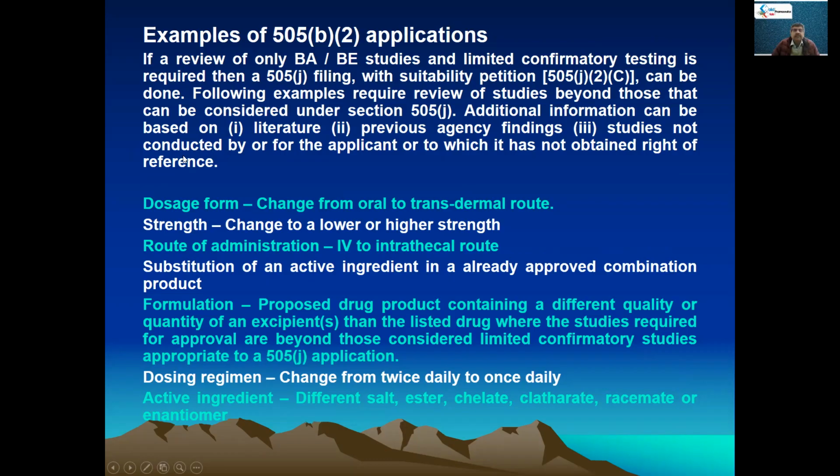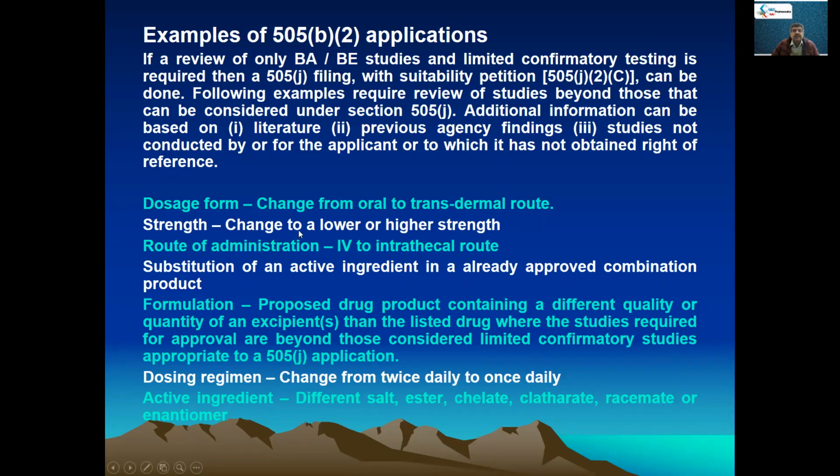Coming to the examples that are usually handled under 505(b)(2). First one is the change in dosage form. For example, if you change the oral product to a transdermal route, this will fall under 505(b)(2) because this cannot be an ANDA since the pharmaceutical equivalence is not there and the dosage form is different. For ANDA, the dosage form has to be the same.